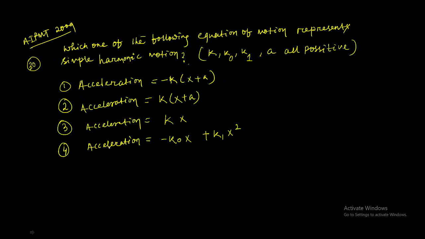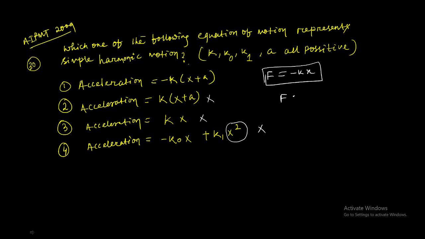Question number 30. Which one of the following equation of motion represents simple harmonic motion? So you can check here. For simple harmonic motion, you know that f equal to minus kx. So you check here which one is minus kx is holding. This one, x square term is sitting here, so it cannot be simple harmonic motion. This kx also it is not. This is plus is there, it is not possible. So this one is possible, right?